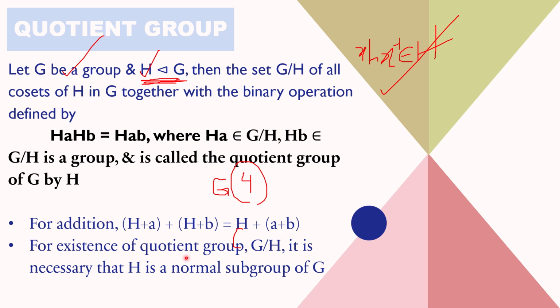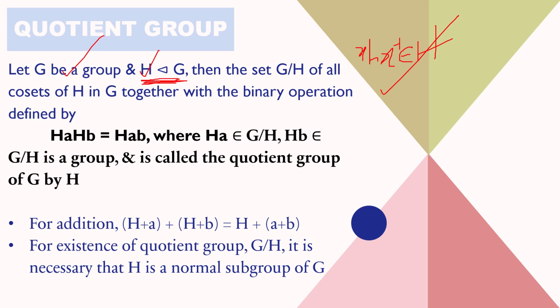For the existence of the quotient group G by H, it is necessary that H is a normal subgroup of G. This condition is very important. If G by H exists, it means that H has to be a normal subgroup, not just any subgroup. It has to be a normal subgroup, which means this condition has to be satisfied. That's what a quotient group is.